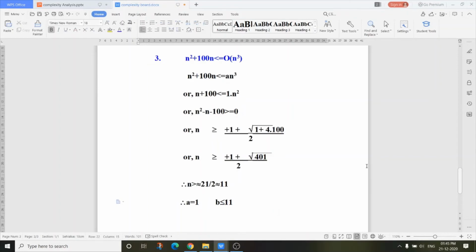Our next example is, I have to prove n square plus 100n is O of n cube. So by the definition again I am taking n square plus 100n less than or equal to a n cube, where a is any positive number. I am taking our first positive number 1. And from this equation, by applying the Sridharacharya formula, I get the value of n as 11. So if a equals 1 and b is greater than or equal to 11, then I can say that n square plus 100n is order of n cube.